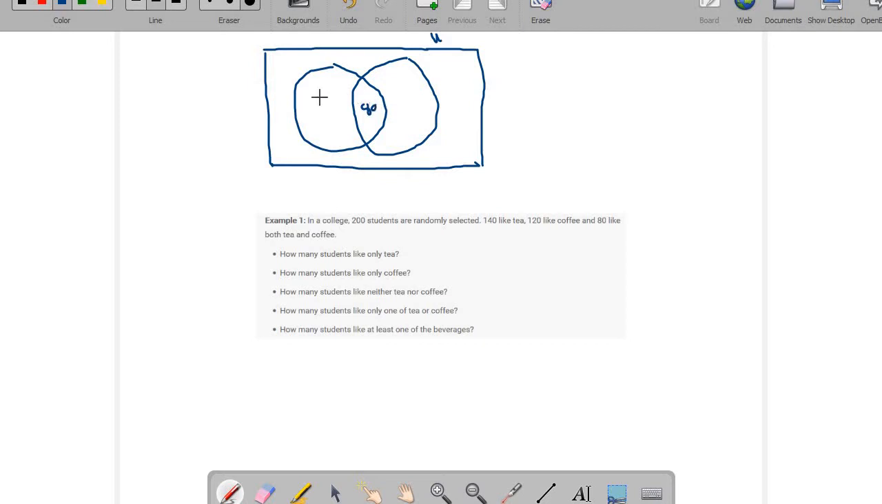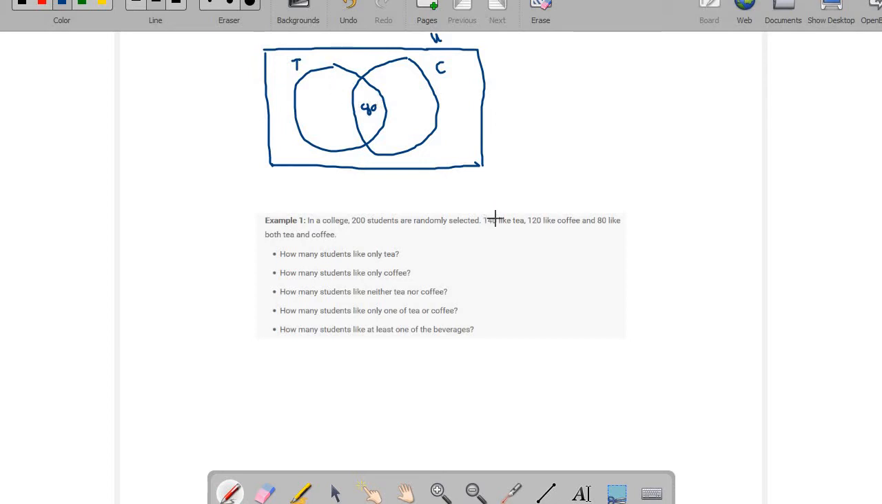Remember, these sections of the circles are for those persons who belong to this set. For example, I'm going to call this capital T for tea, those who like tea, and this capital C for coffee. So remember, this section is reserved for only those persons who like tea alone. That is why they're not in the intersection, because they only like tea alone.